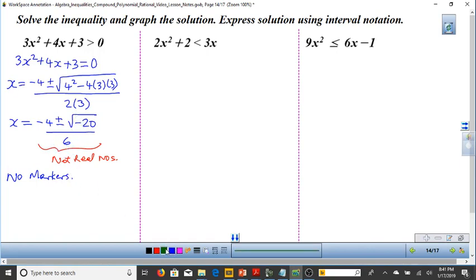So let's try a number, any number. If we try x equal to 0, because that's the easiest number, we get 3 times 0 squared plus 4 times 0 plus 3 is equal to 3, which is positive.